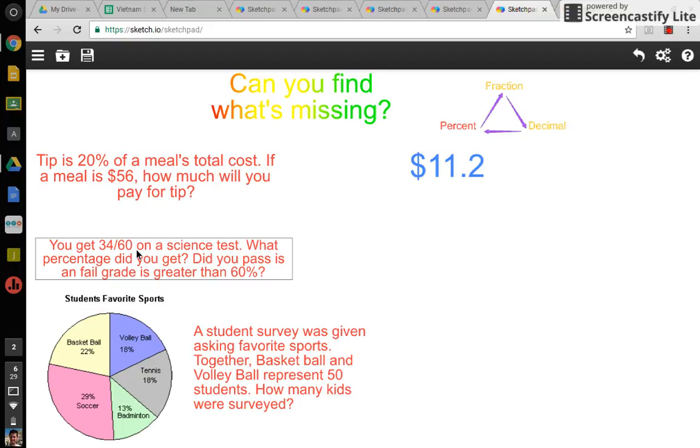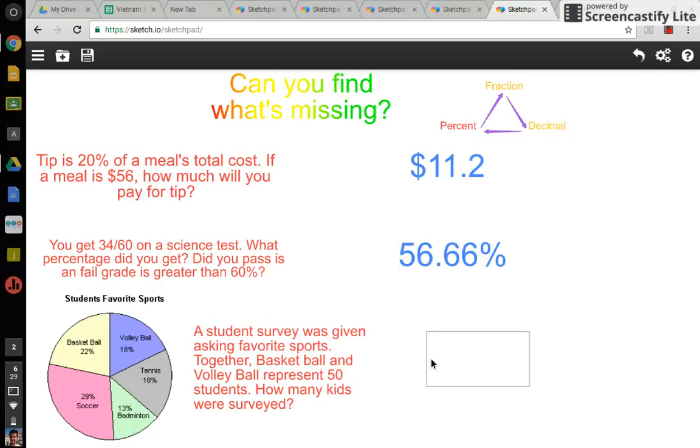We get 0.566666666 forever. Multiply this times 100 to turn it into our percent, and we are getting 56.66 repeating percent. The question is asking us, is this a pass grade? No, it is not a pass grade, because anything greater than 60% is a pass. 56% is less than 60. This is a fail grade.